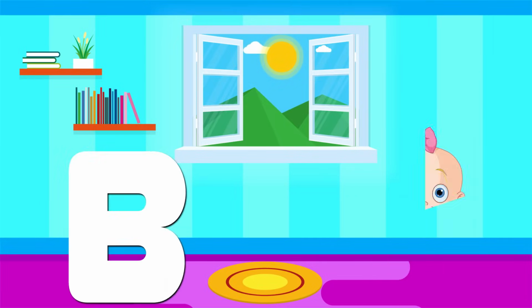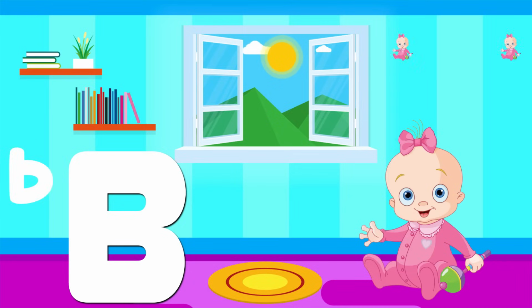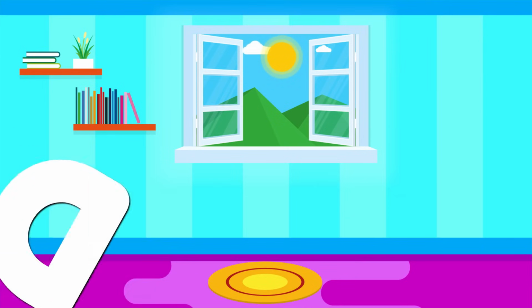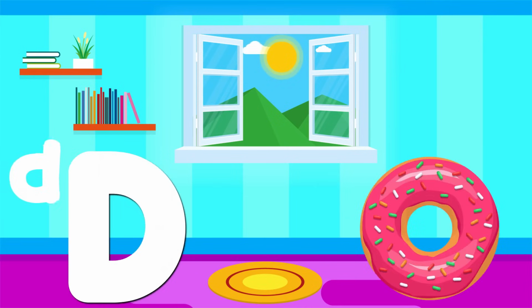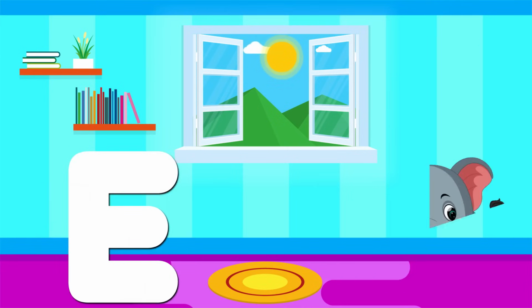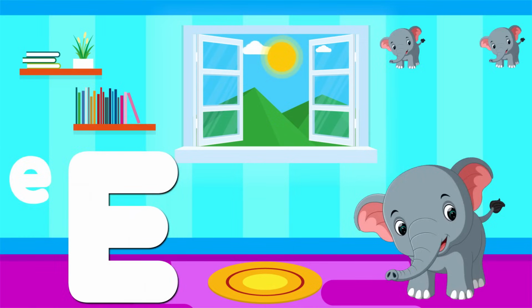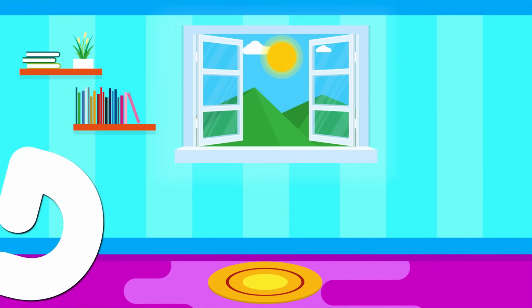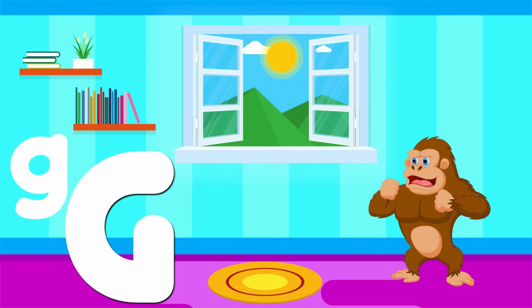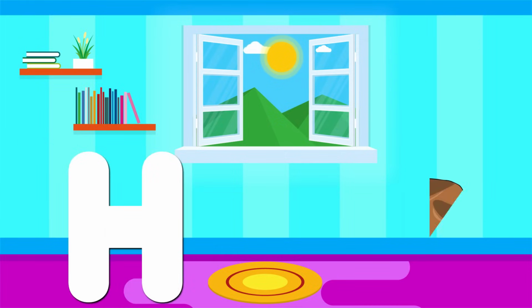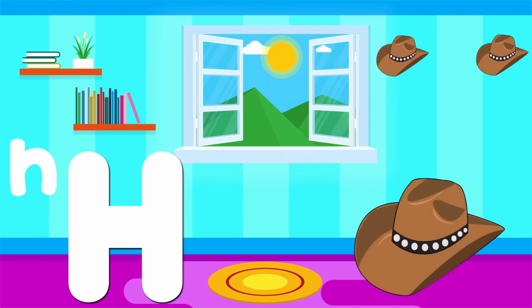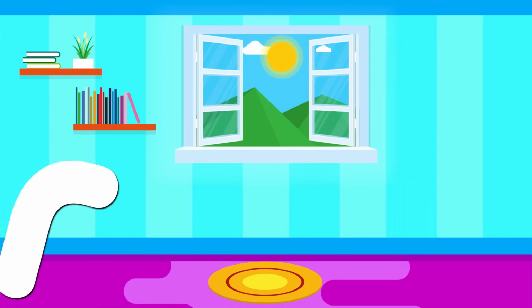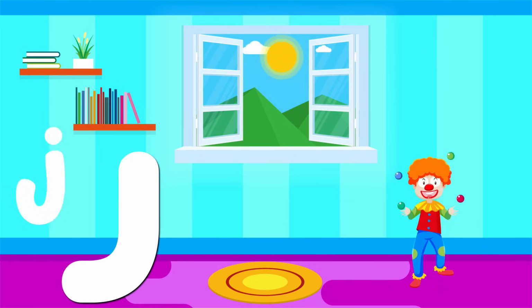A is for apple. B is for baby. C is for coconut. D is for donut. E is for elephant. F is for fairy. G is for gorilla. H is for hat. I is for ice cream. J is for joker.